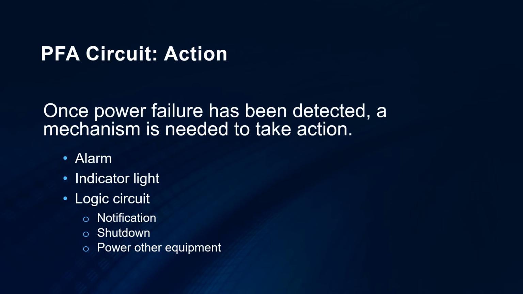When a power failure has been detected, the system needs to alert the operator through visual or audio means such as an alarm or indicator light. In a more complicated circuit such as a logic circuit, it could simply put out notifications or shut down the system completely, as well as power up generators or other safety equipment.